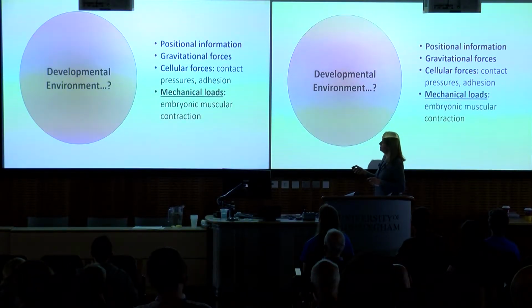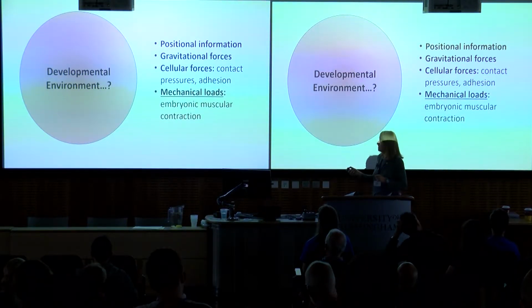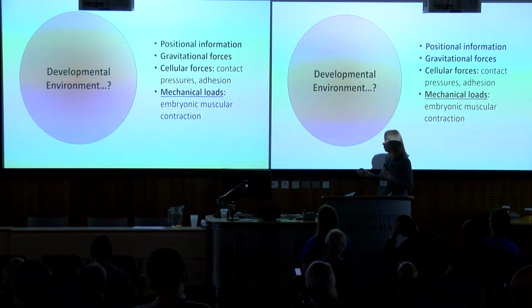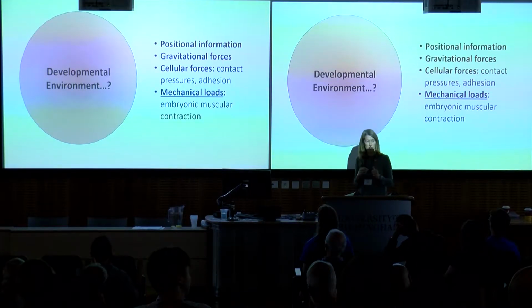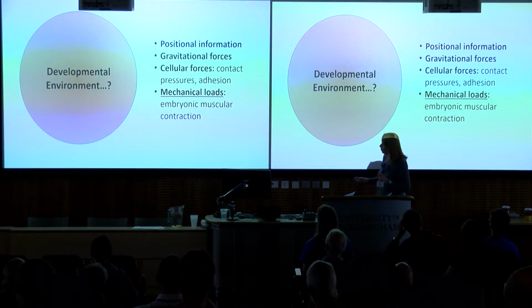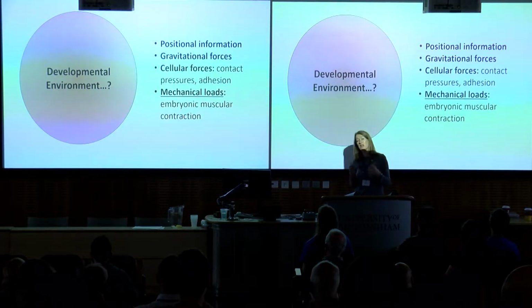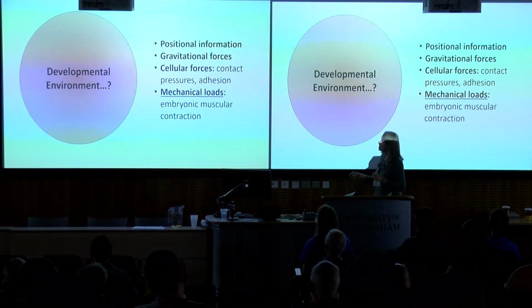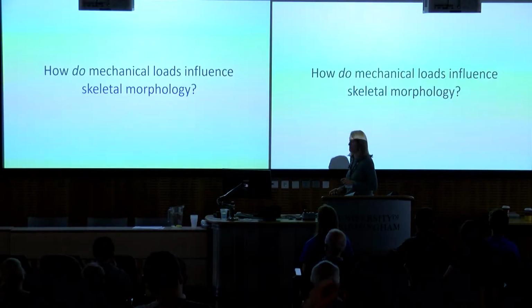Things like the positional information of where the cells within the developing animal sit next to each other. Things like gravitational forces, particularly important for mammals that have embryos in utero. Cellular forces, things like the contact pressures and adhesion of different cells. And in particular, what we're interested in here, the effect of mechanical loading on shaping the skeleton. I've reduced this down to what we would think of as embryonic muscle contractions, and how they influence the shape of the skeleton themselves.